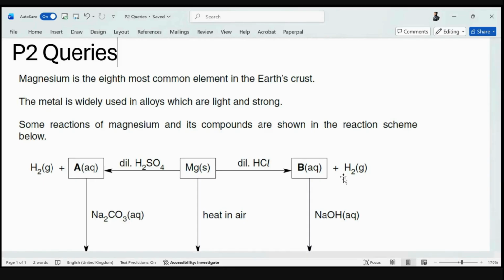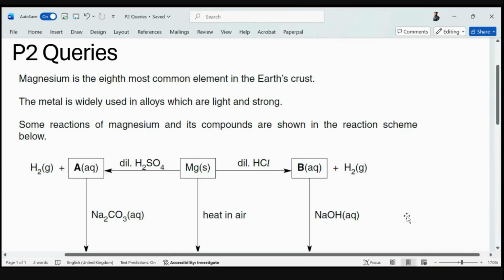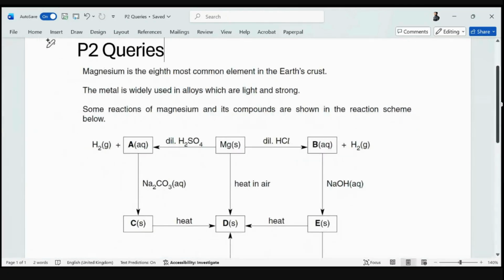More about magnesium. Magnesium is the eighth most common element in the Earth's crust. The metal is widely used in alloys which are light and strong. Some of the reactions of magnesium and its compounds are shown in the reaction scheme below. Okay, and this is the reaction scheme.